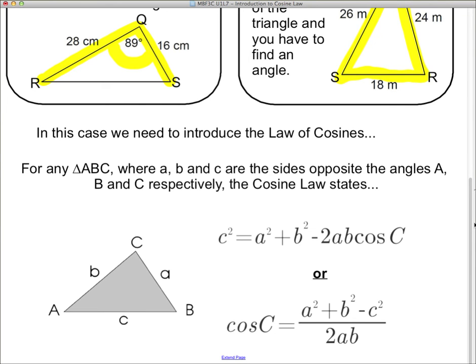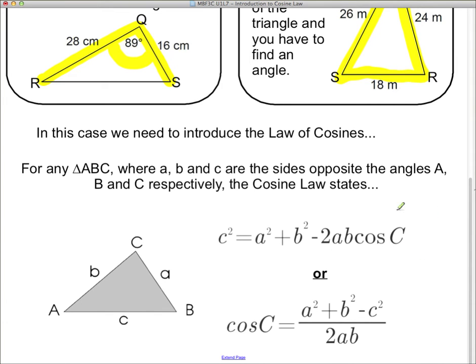It says, for any triangle ABC, where little a, little b, and little c are the sides opposite the angles big A, big B, and big C, respectively, the cosine law states, and look, if I took this off of here, this is just Pythagorean theorem. C squared equals A squared plus B squared. But we have to adjust because Pythagorean theorem only works in a right triangle. Since this is not a right triangle, we have to make an adjustment for the angle, which is why we have to put this in here, minus 2AB cos C.